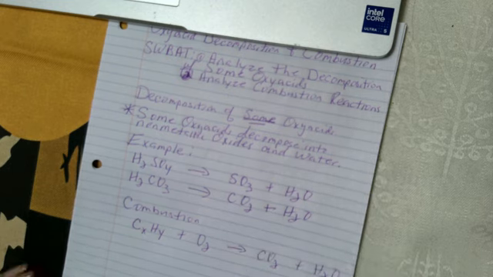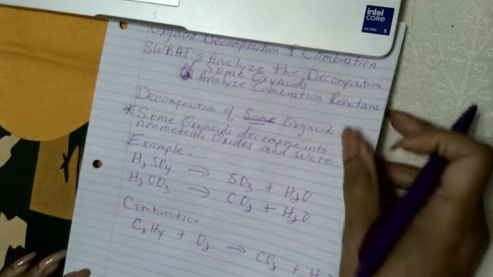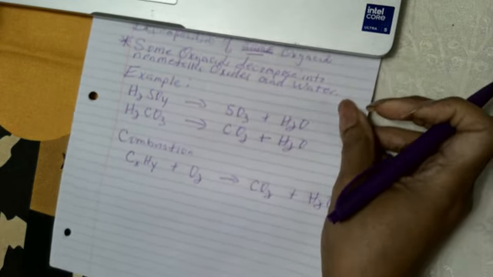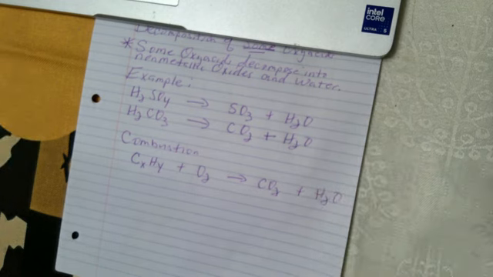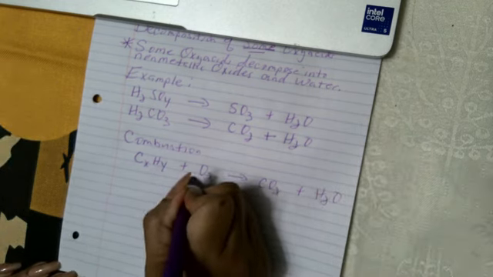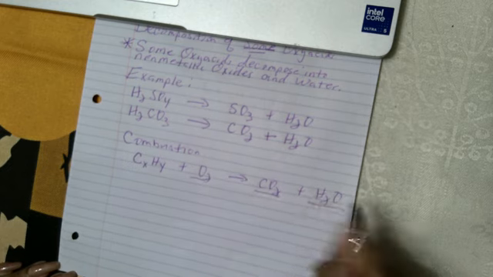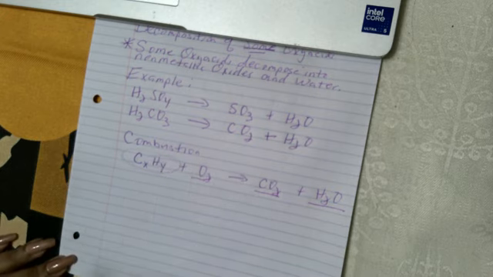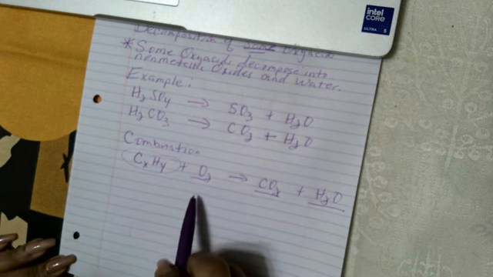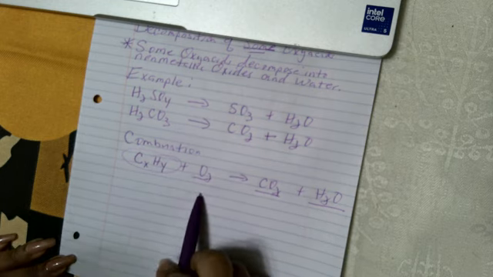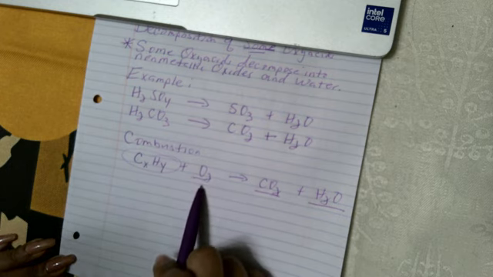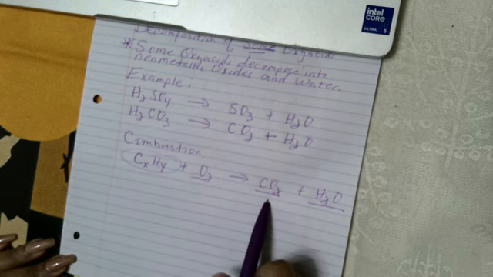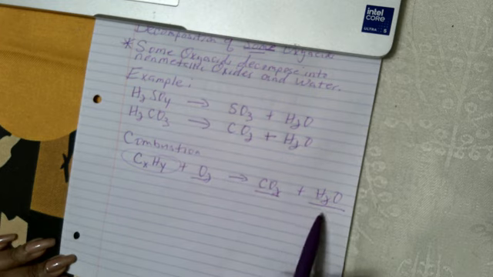Now guys, anytime you have a combustion reaction, and it involves a hydrocarbon, that means a compound with hydrogen and carbon in it, if it's mixed with oxygen, it's always going to produce carbon dioxide and water. So again, when you have a hydrocarbon and it's with oxygen, in order to burn, in order to blow up, in order to combust anything, oxygen has to be present. So a hydrocarbon plus oxygen is always going to produce carbon dioxide plus water.